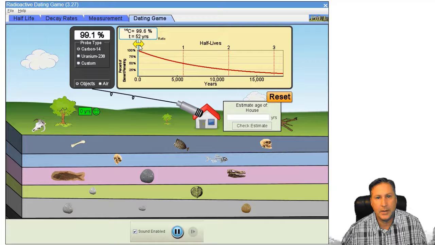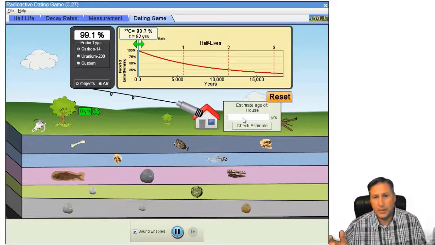Might not be able to get exact, so 99.6, 98.7. So I'm only going to estimate, and then the program will allow for you to estimate. So I know it's going to be older than 52 years, but less than 92. So yeah, I'm pretty sure if you put anything in between those two, you're going to be able to get the age of this house.